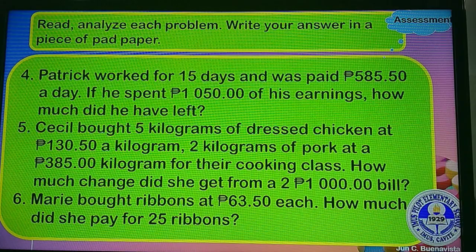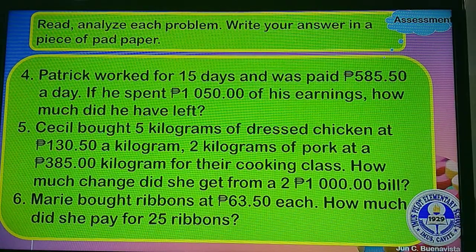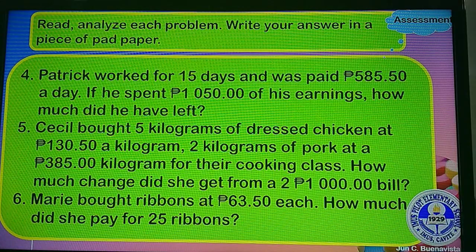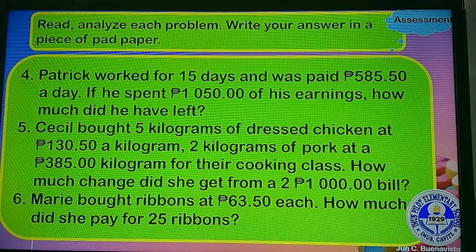Number 6. Marie bought ribbons at 63 pesos and 50 centavos each. So, you have the word each. How much did she pay for 25 ribbons? Ayan. So, basic. In other words, problem number 6 is a routine problem.